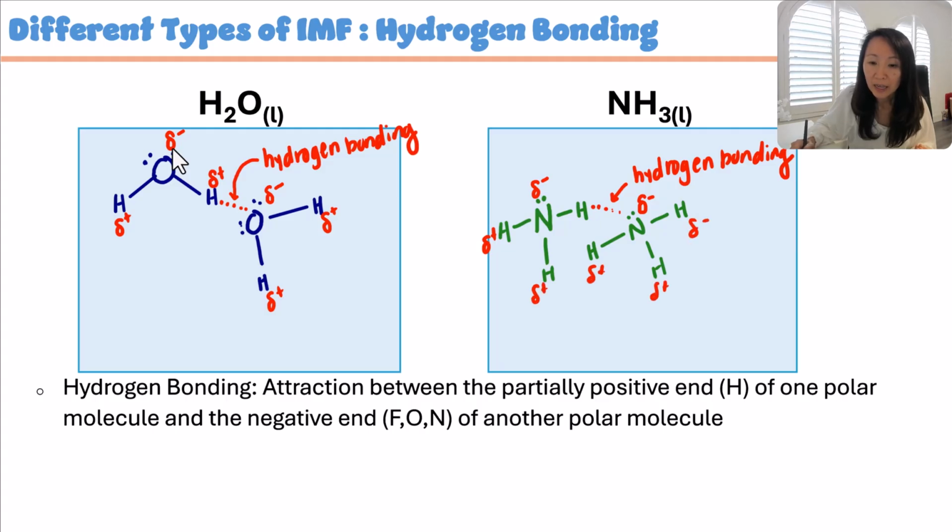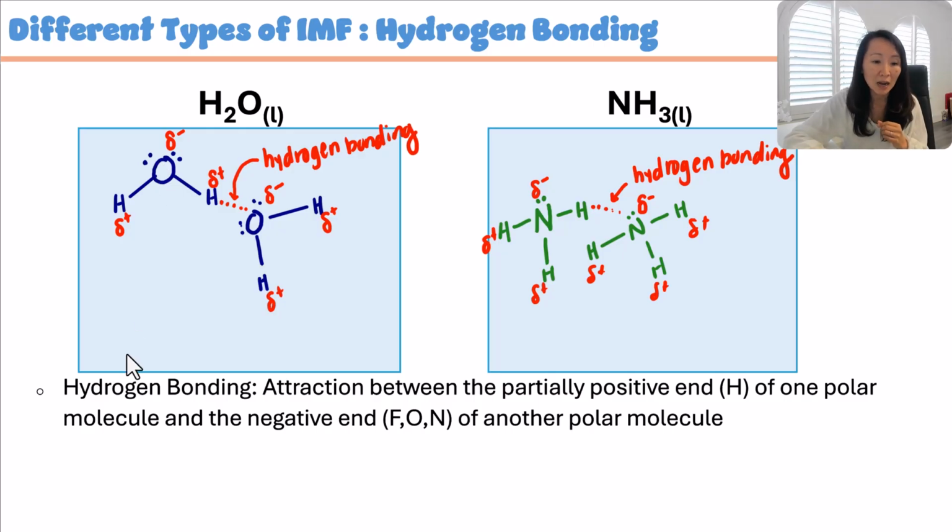And we learned in chemistry that opposites attract, the negative and the positive. So therefore, that partially positive hydrogen and the partially negative oxygen from the other molecule are going to interact with each other, and that interaction is called hydrogen bonding. Now, it only applies for fluorine, oxygen, and nitrogen, and not for any other molecule.